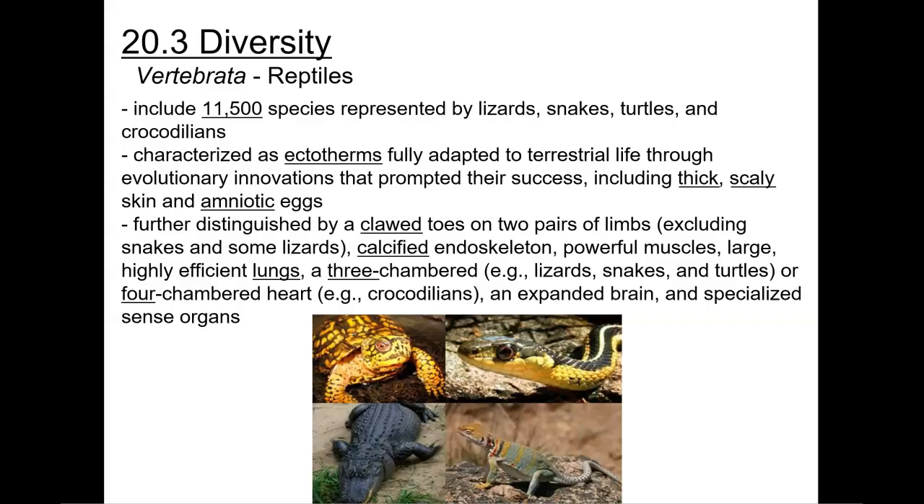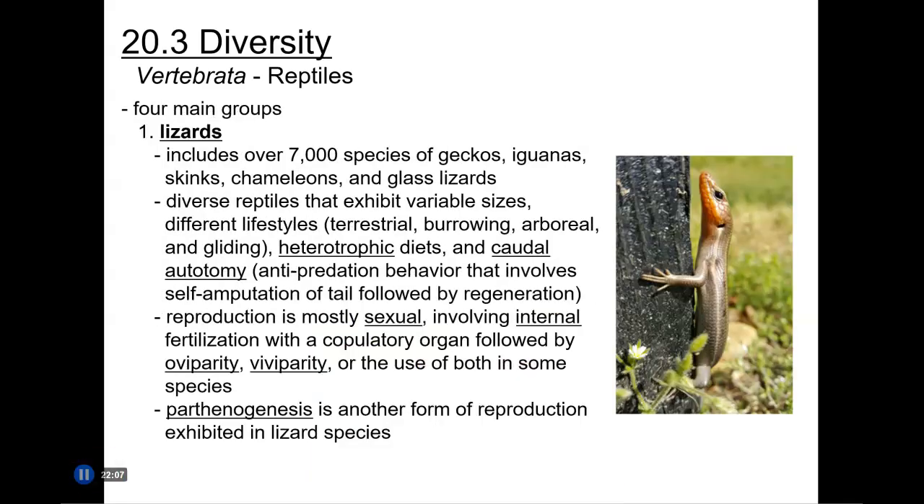Further distinguished by clawed toes and 2 pairs of limbs, excluding snakes and some lizards. They're going to have calcified endoskeletons, powerful muscles, large, highly developed, efficient lungs, and a 3-chambered heart. Examples: lizards, snakes, and turtles, or sometimes they have a 4-chambered heart, like the crocodilians or crocodiles. They also have an expanded brain and specialized sense organs. There's going to be 4 main groups of reptiles.